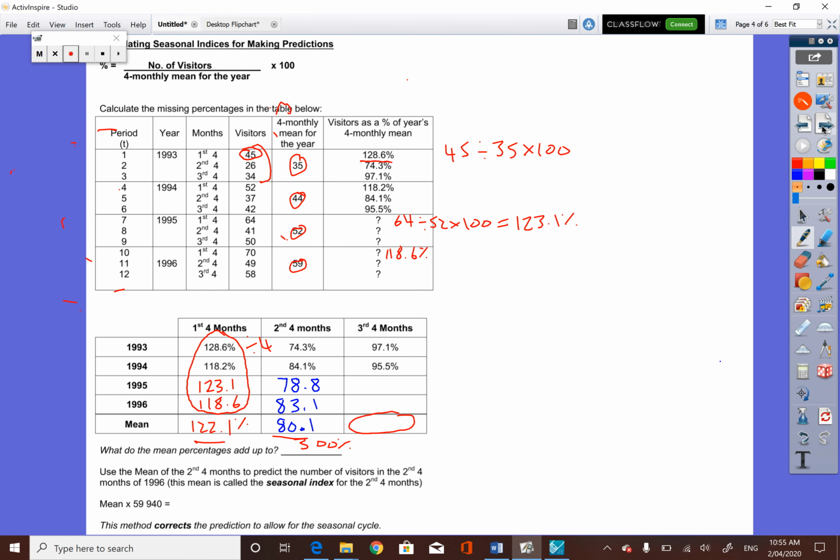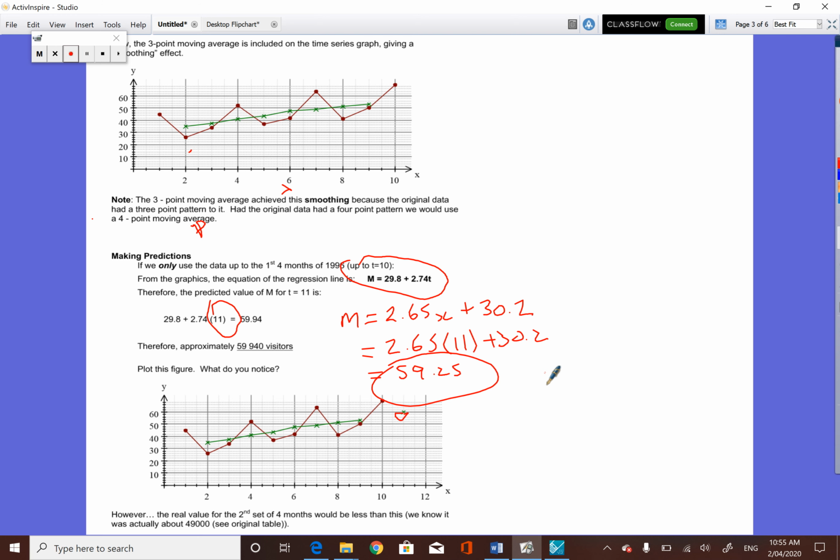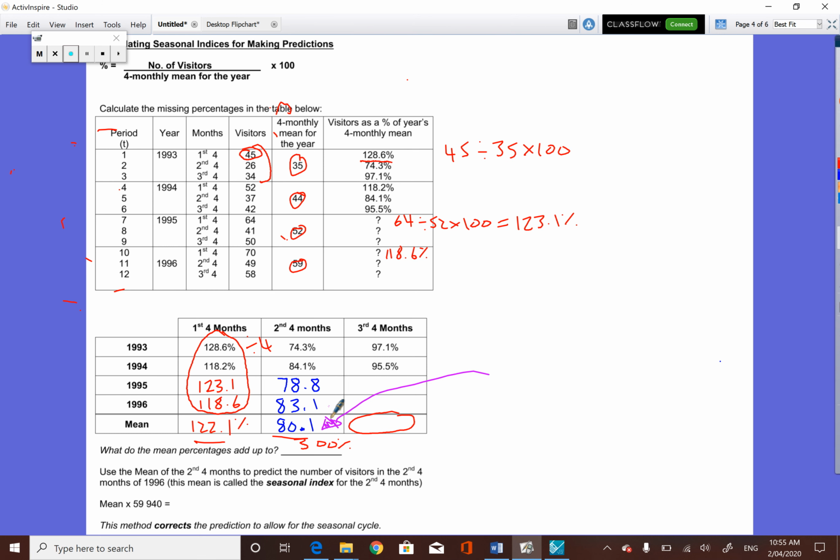So what we need to do now is apply this to our data. If we went back and took this figure here, which was what we expected the number to be for period 11, we could then apply that to this period using our seasonal component. So if we took this seasonal component here, we work out which season it's in, and we apply that, we could then do 59.25, and we can times that by 0.8, and that will give me the 80% less.